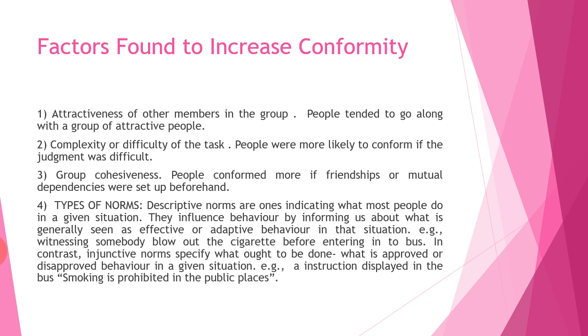Next comes types of norms. There are basically two types of norms, descriptive norms and injunctive norms. Descriptive norms are ones indicating what most people do in a given situation, like when we witness somebody put out a cigarette before entering the bus. It is called a descriptive norm, which we obey. Injunctive norms specifically say what ought to be done, which is approved or disapproved behavior in a given situation. For example, if it is written that smoking is prohibited in public places and we conform to that instruction.